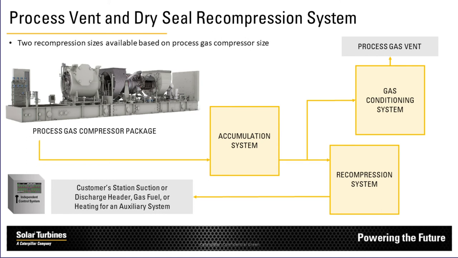The final grouping is actually the combination. We've looked at the two previous items, and there's a lot of commonality. So, again, to help customers reduce that initial CapEx and OpEx expenditure and get a better rate of return on their investment with regard to methane emissions reductions, you can combine the two systems so that when a turbomachinery package is dynamically operating, the gas will flow through the accumulator system in the recompression system.